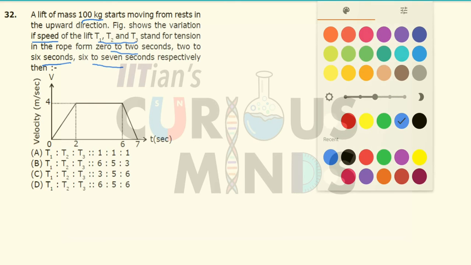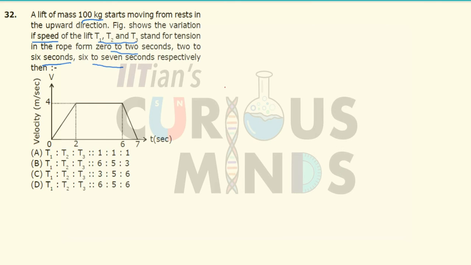T2 is to T3. So basically, if I draw the diagram of a lift, if this is a lift, now this is moving upwards with whatever is the acceleration. Let us say the acceleration is a in this case. It will be mg in the downward direction, there will be tension in the upward direction.